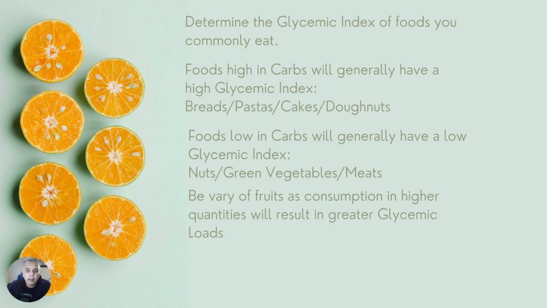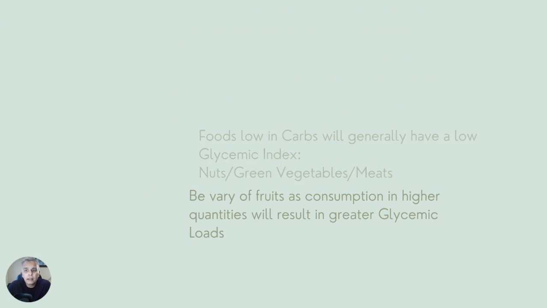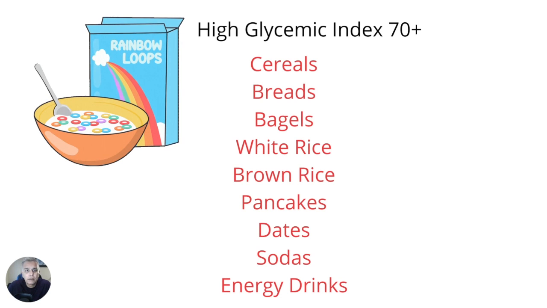When it comes to fruits, you have to be careful because different fruits can take you different ways. For example, berries usually will have lower glycemic index. However, other fruits are very high in sugar, such as bananas and mangoes, grapes, and those will take you in the wrong direction. So that's not somewhere we want to go.